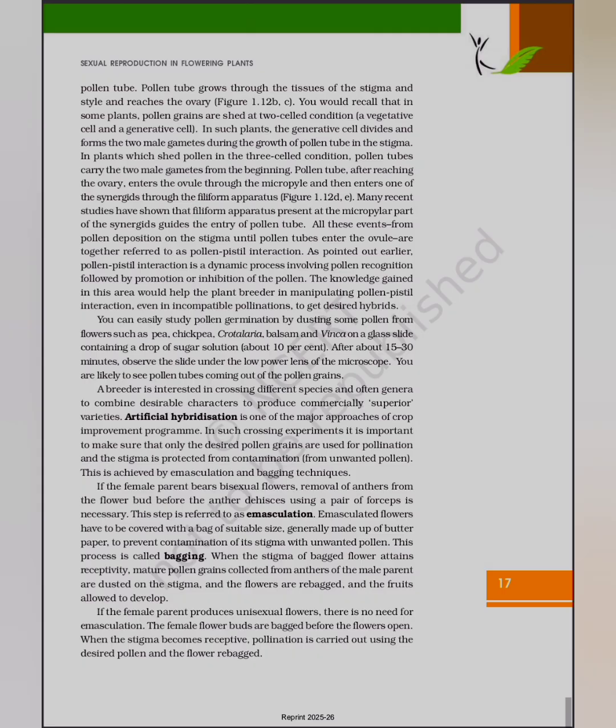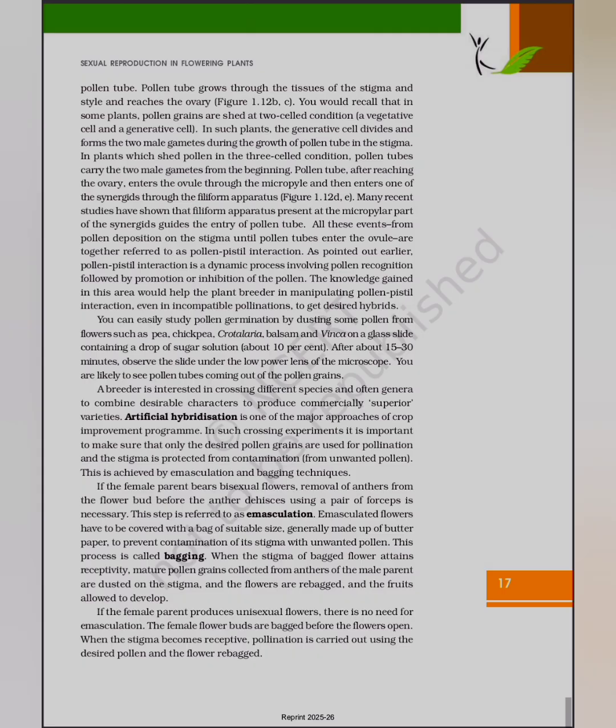If the female parent bears bisexual flowers, removal of anthers from the flower bud before anther dehiscence, using a pair of forceps, is necessary. This step is referred to as emasculation. Emasculated flowers have to be covered with a bag of suitable size, generally made of butter paper, to prevent contamination of the stigma with unwanted pollen. This process is called bagging.